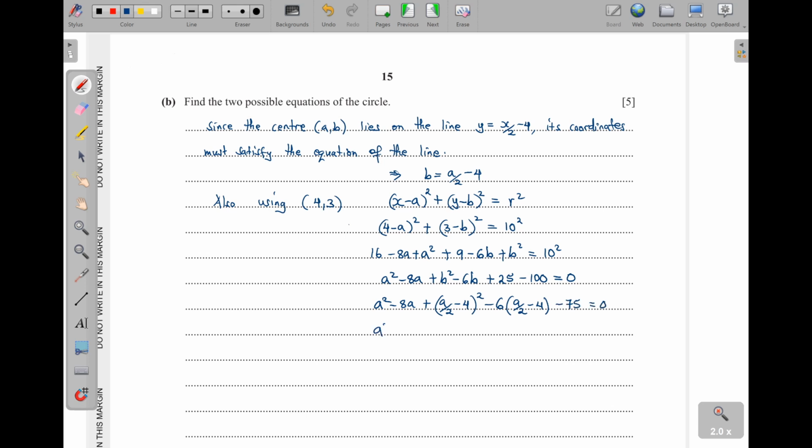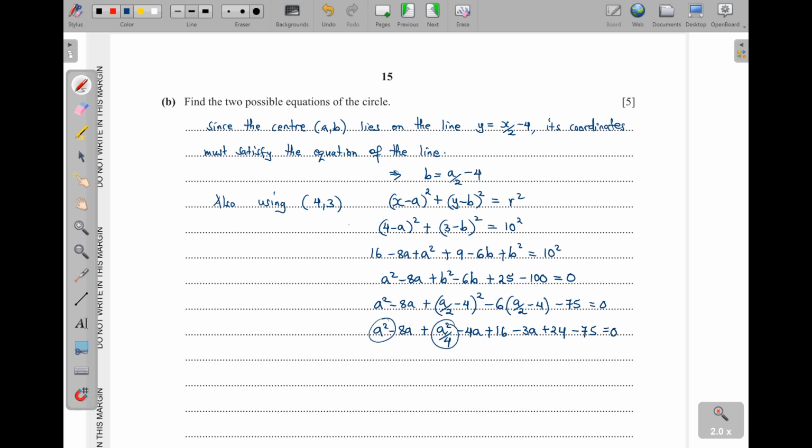Now let us again expand this one here. Actually, I would have put this one here right away, then simplified the work, but we can continue. Square this one here: it will give us a squared over 4. Then this times that one will give us minus 4a. And then square this one here: that will give us a positive 16. Then here, this one will be minus 3a. And then negative 6 times negative 4 is positive 24. Then minus 75 is equal to 0.